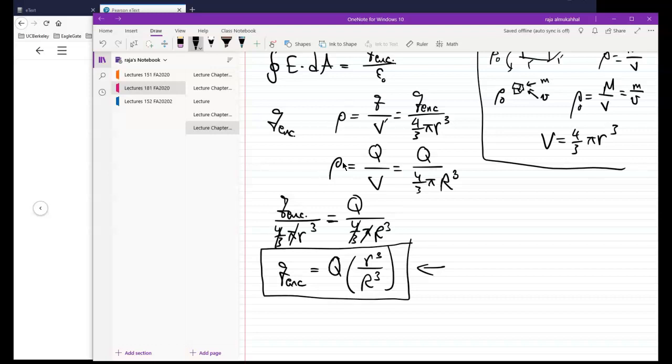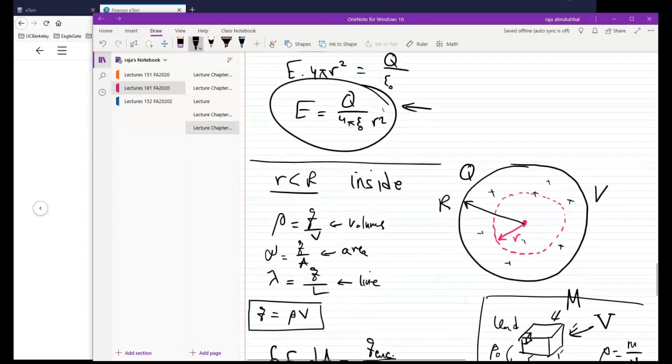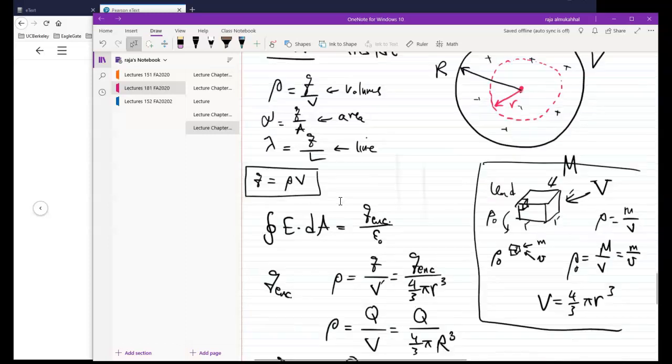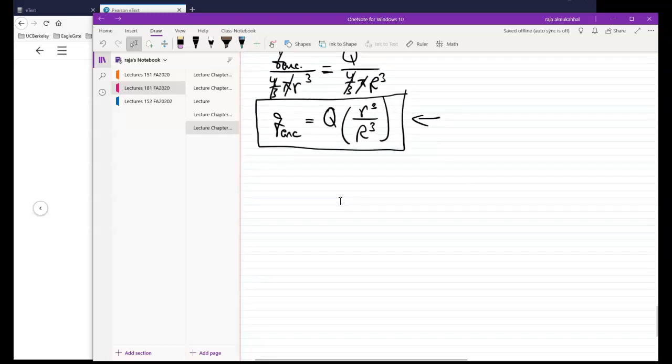So far so good? All right, this is the hardest part of this problem. If you understand that, the rest is easy. Now, in case you forgot, we're trying to find the electric field inside the insulating or non-conducting sphere, right? So here it is. Let's go apply Gauss's law.